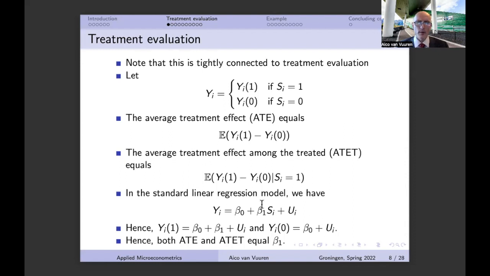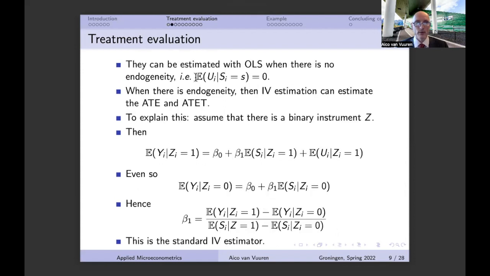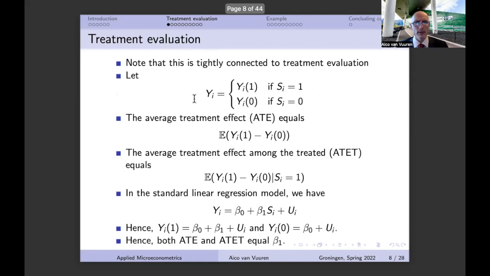So the question then arises, what can we do instead of that? Well, you do already know the answer to that. That's IV. We could use IV estimation in order to estimate, again, both the average treatment effect as well as the average treatment effect among the treated, while estimating this beta 1 that we have over here.